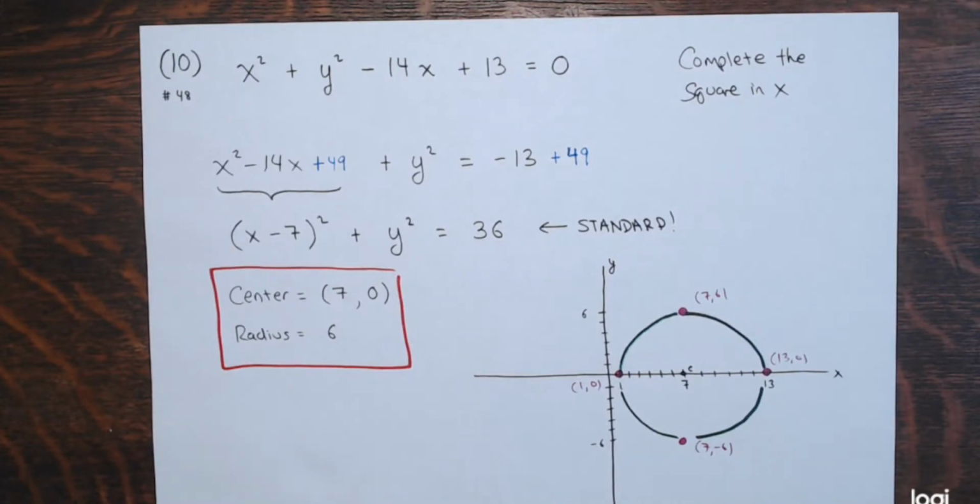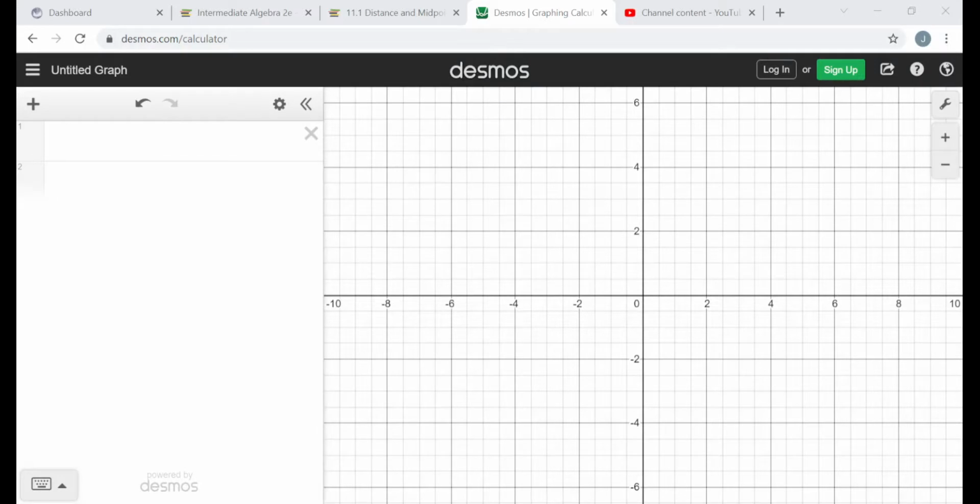All right, let's test this out one more time. Let's make sure I get the same graph in the Desmos site, a little better looking graph, right? It'll actually look like a circle. All right, so the equation I was given was x squared plus y squared minus 14x plus 13 equals 0.